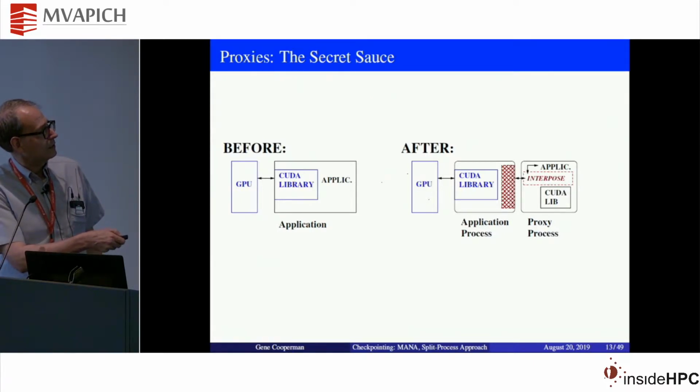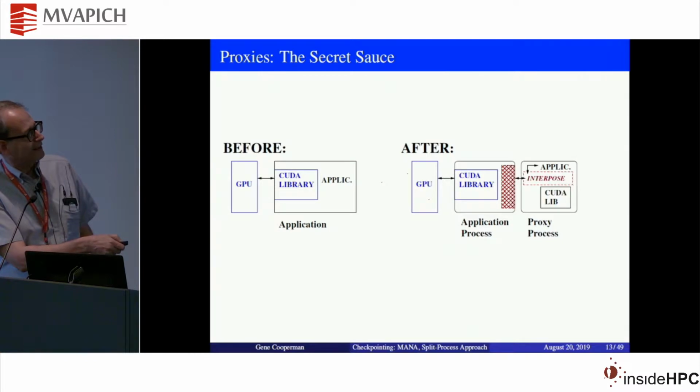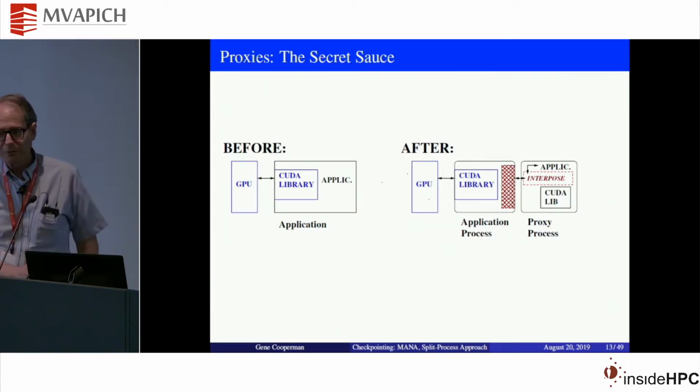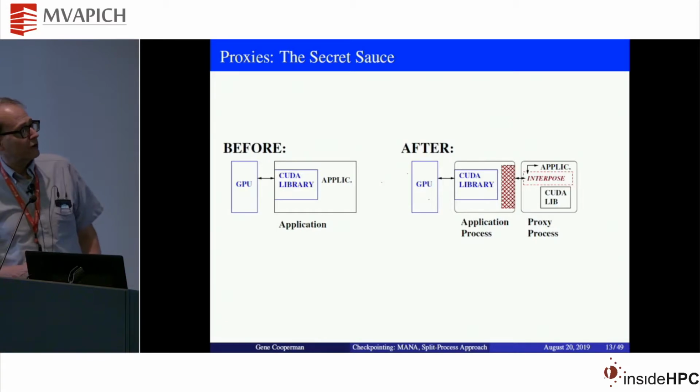So initially, we might have an application that talks to the CUDA library, which talks to the GPU. We added, I still forgot to reverse these, we have a proxy process in the middle here, and here is our application on the far right. And that application will send a request for a CUDA command over to the proxy. The proxy will then send it over to the GPU. And why is this better?